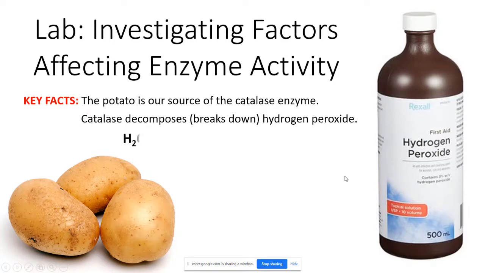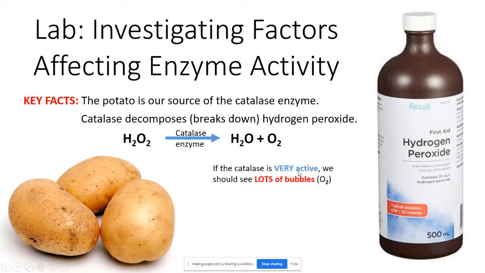So how does it do that? Well, you take hydrogen peroxide, H2O2, we see the per, that means extra oxygen. The catalase enzyme is then going to break it down into water, which is harmless, and oxygen, which is harmless. So when we're looking at the rate of reaction of the catalase enzyme, we should be able to say that if the catalase is very active, then we should see lots of bubbles forming in our liquid, and those bubbles will specifically be made from oxygen gas. If the catalase is not active, then we shouldn't see any bubbles.